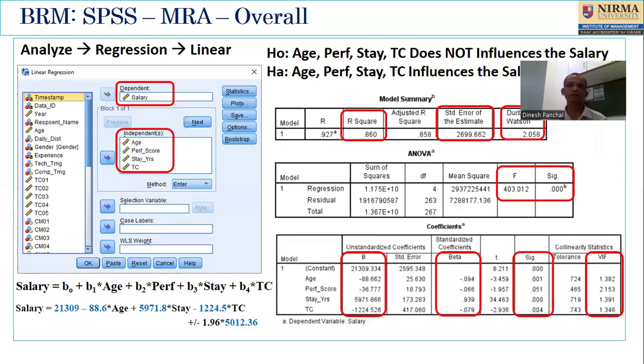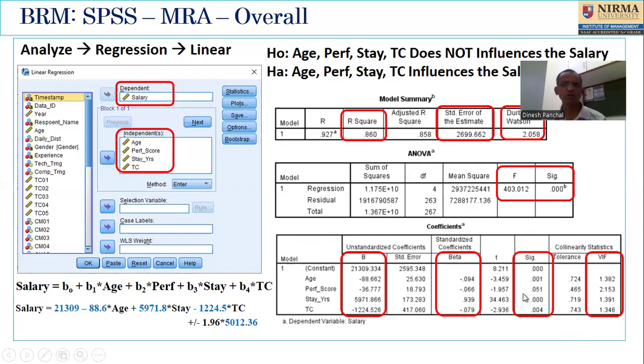So friends, we know how to get this kind of regression analysis output, and we check whether age, performance, stay, and TC influence the salary or not. We see the age beta coefficient is significant. For performance score, the T significance value is just above 0.05, at 0.051. Stay years is less than 0.05 and TC is less than 0.05. So with that we can say that age, stay, and TC do affect the salary.